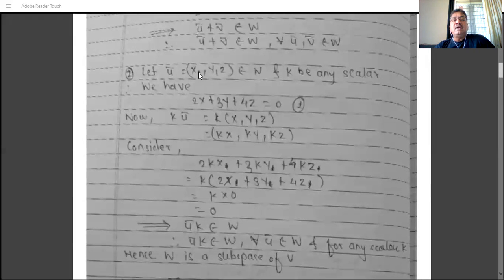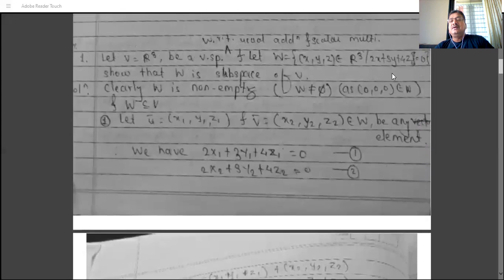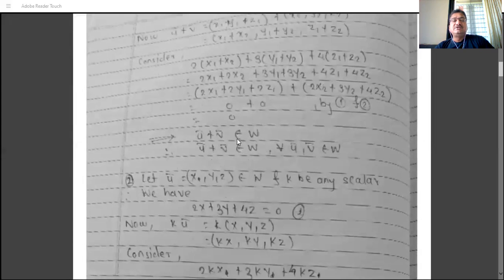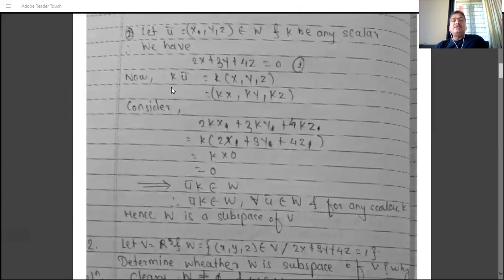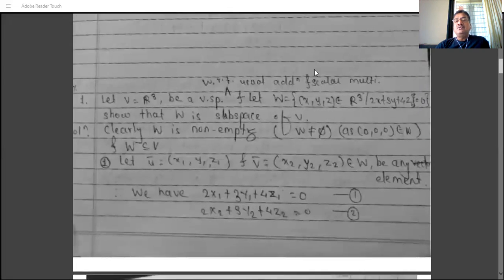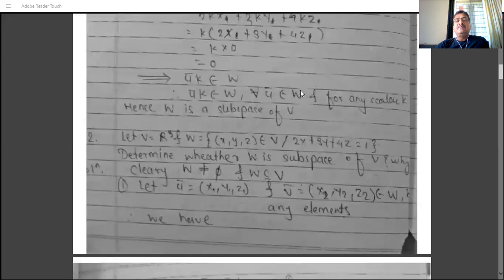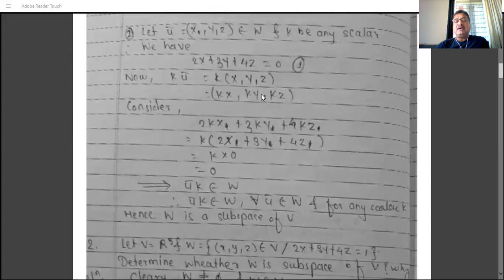Then U bar is equal to XYZ, the element of W, and therefore this XYZ satisfies the condition 2x plus 3y plus 4z is equal to 0, because this XYZ is the element of W. Now what is K into U bar? It is K XYZ, and how can you write the multiplication? We use the definition of usual scalar multiplication. So K XYZ is Kx comma Ky comma Kz.